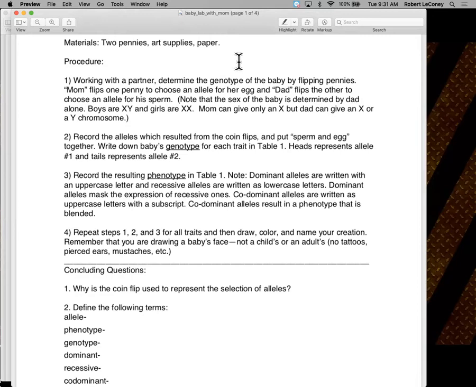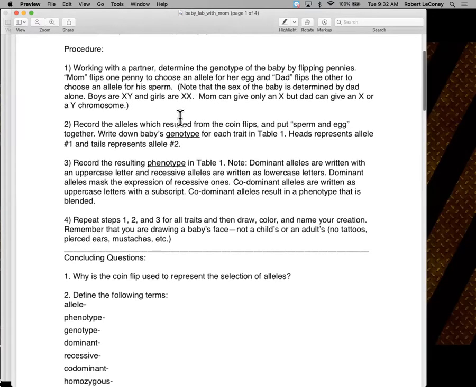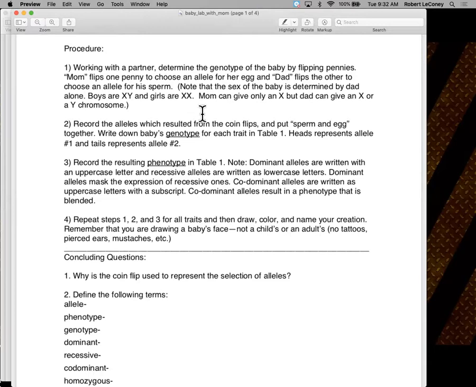Remember, say that again. Ladies, you have 2 X chromosomes. All women have 2 X chromosomes. So moms, you only have X's to give. Dads, you have an X and a Y. So dad, if you give an X, then you're having a little girl. Dad, if you give a Y, you're having a little boy. Moms only have X's. So you can only give an X.